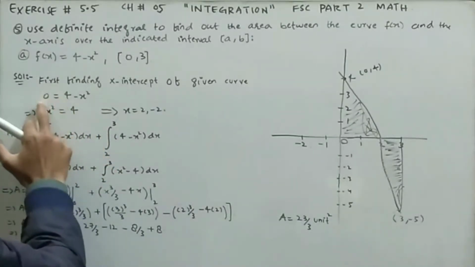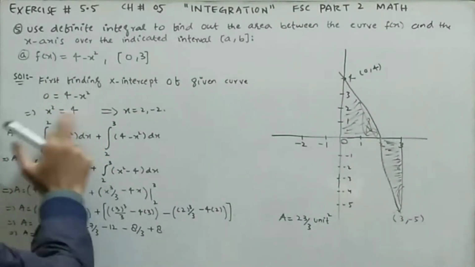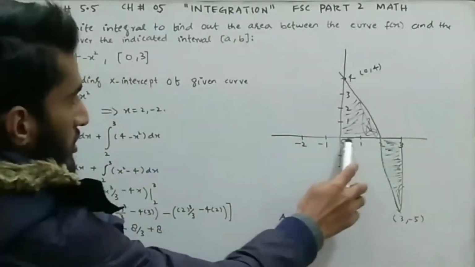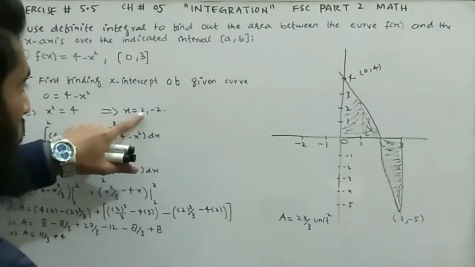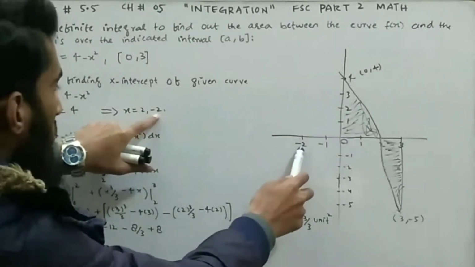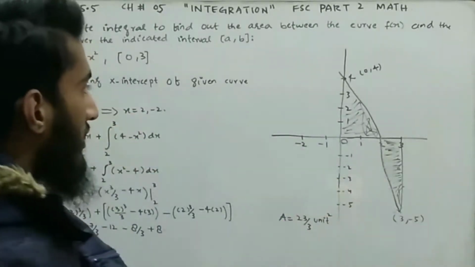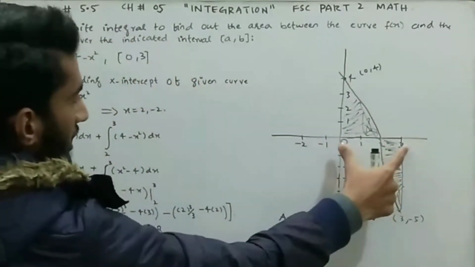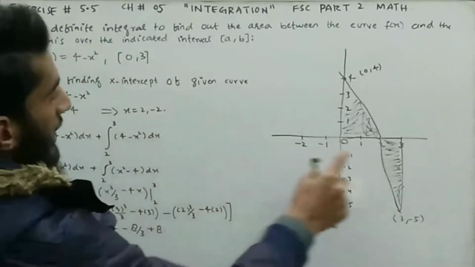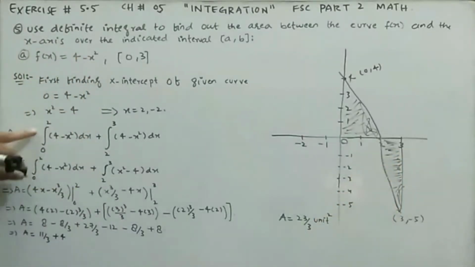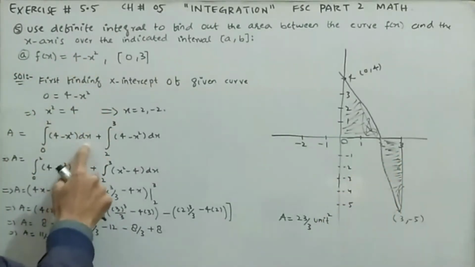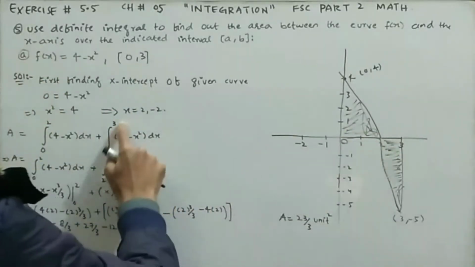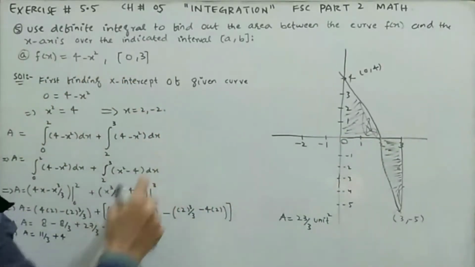Shift 4 to this side, it becomes x square is equal to 4, so my x value will be 2 and minus 2. The given interval is from 0 to 3. In this interval 2 lies and minus 2 does not lie, just this 2 lies. So my required interval will be from 0 to 2 in this interval 0 to 3. I will have 0 to 2 and from 2 to 3. So integral from 0 to 2 of the given function 4 minus x square dx plus integral from 2 to 3 of 4 minus x square dx.